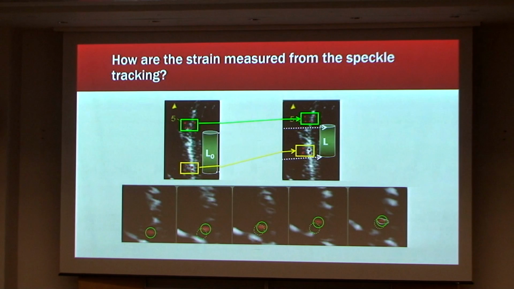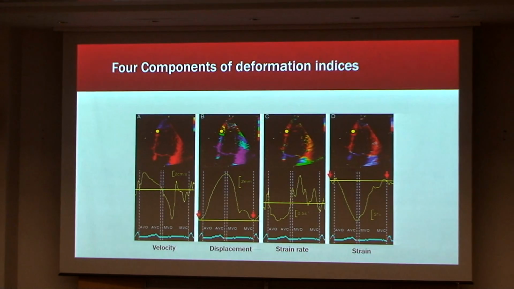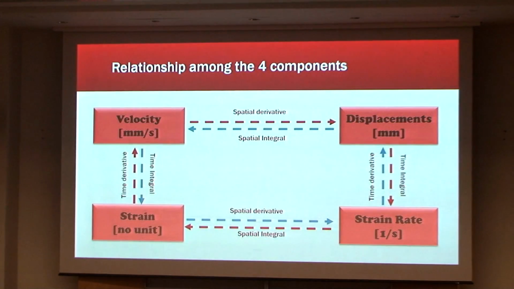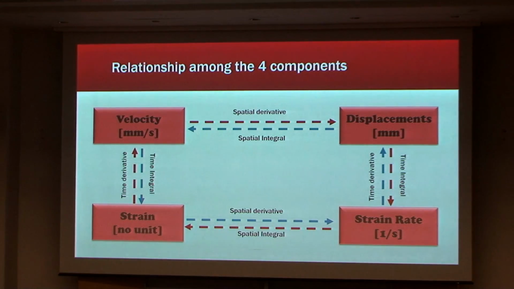Here, for example, in the top one, I have 2 patterns, one in green and the other in yellow. In the next frame, you see both of them go closer to each other. So I'm going to follow them frame by frame to figure out the strain between them. From that we could get the velocity, the displacement, the strain rate, and the strain. And with the relation between these 4, we could go from one to the other. From the strain, we could go to the strain rate. From the strain rate, we could get the displacement.